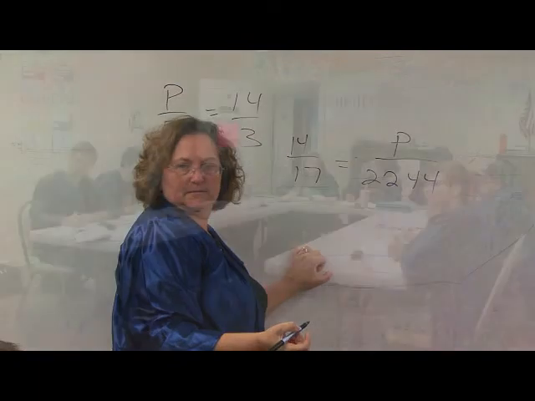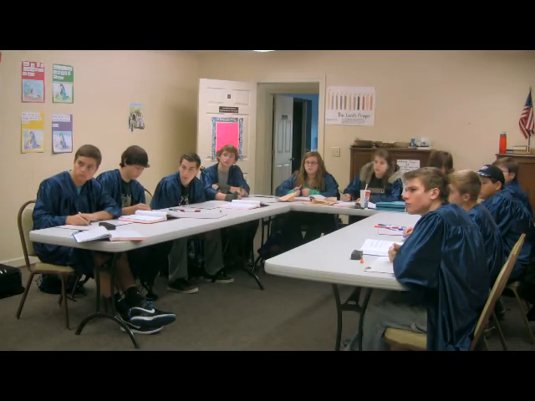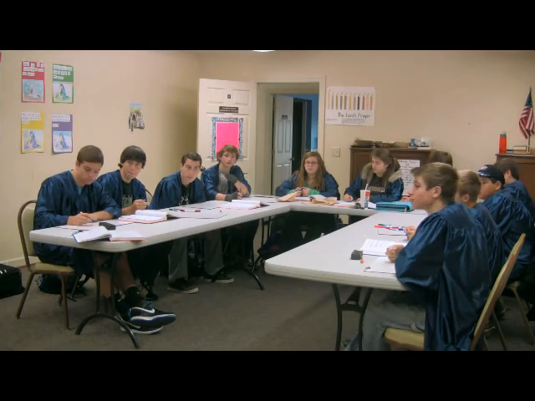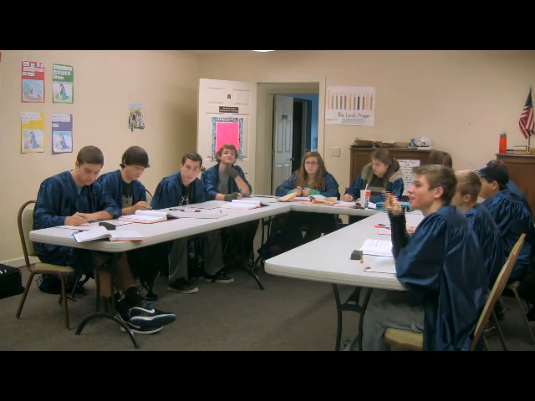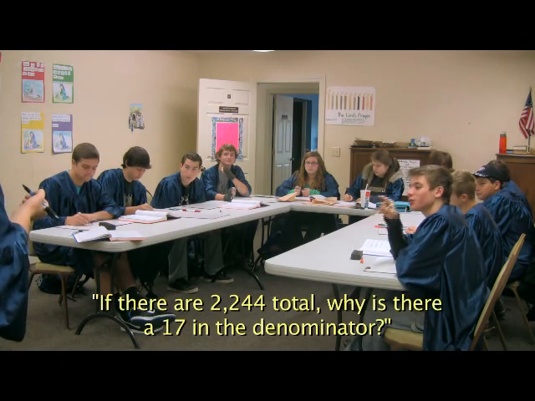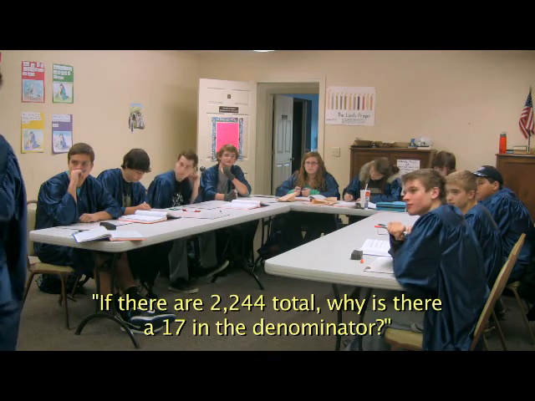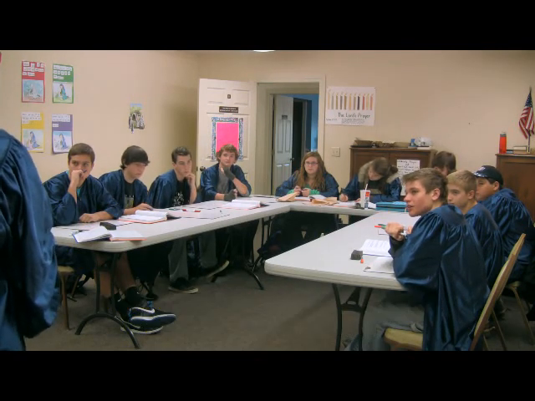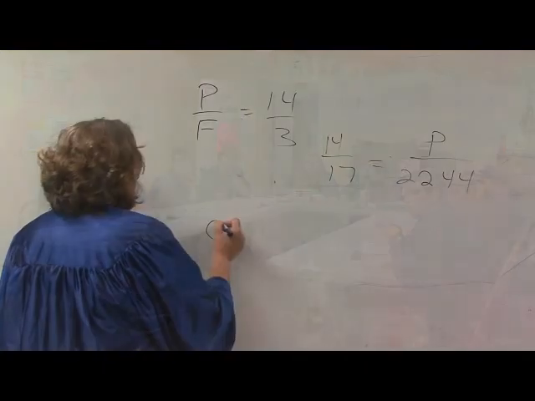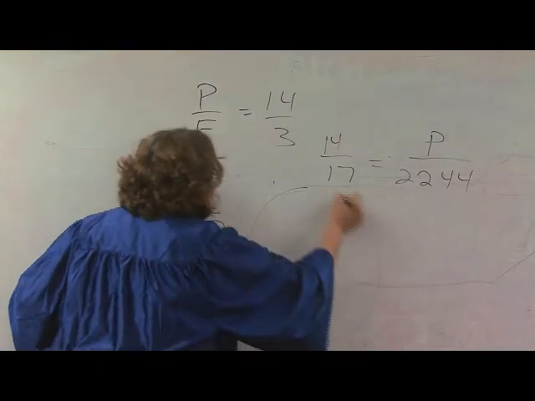Of posers to frauds. Well, posers to total. Wait a minute, you're right. Okay. I'm just wondering, if there's 2,244, why is there 17 on the other side? Okay, how much does 14 plus 3 equal? 17. So what you do is you have this ratio in a small group, and you want to know what it is in the big group.